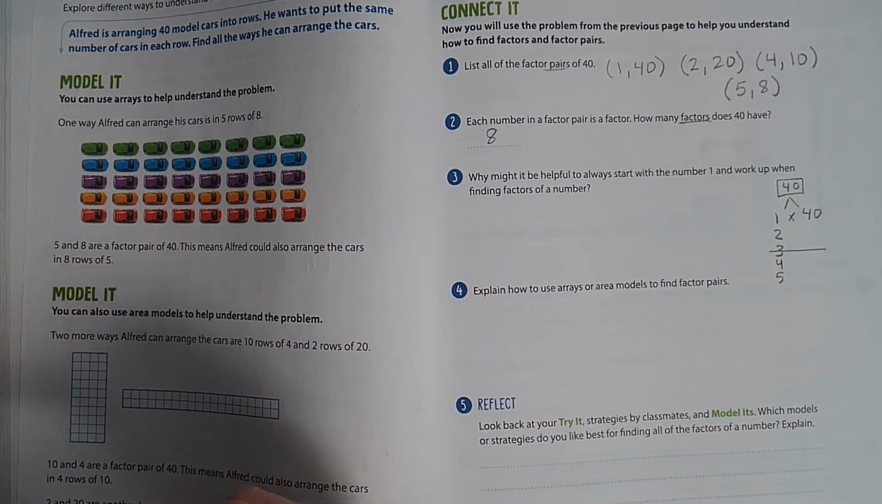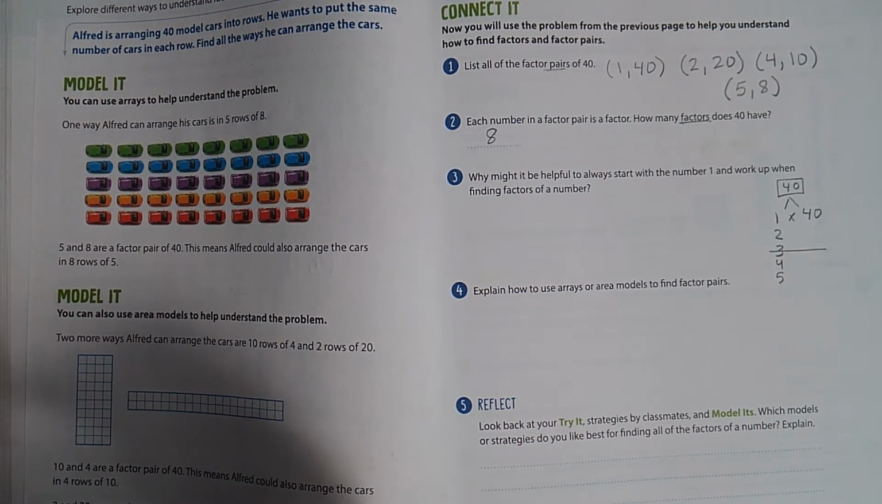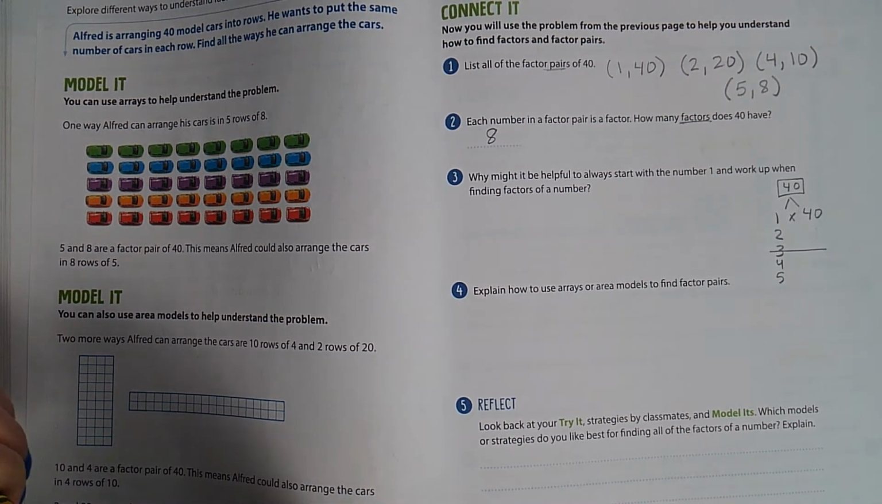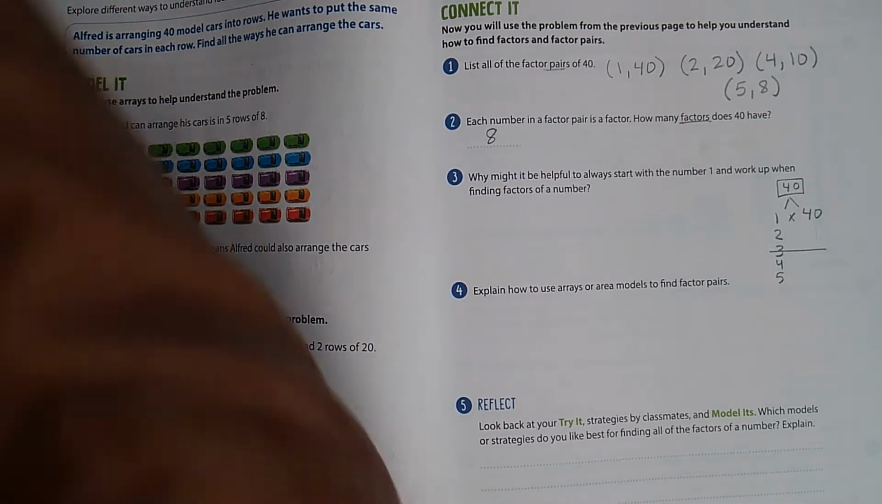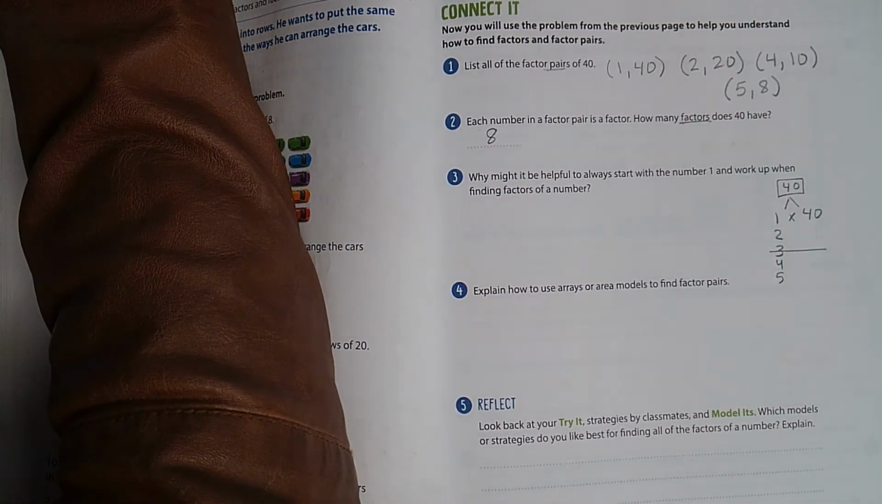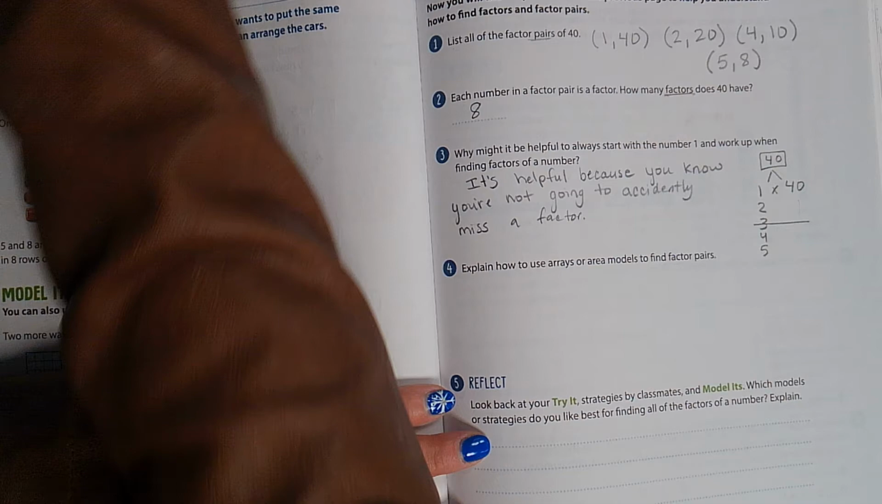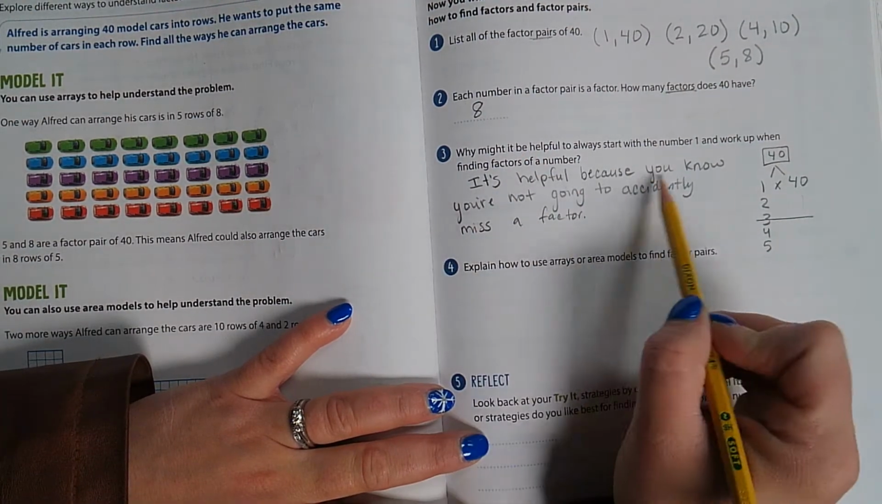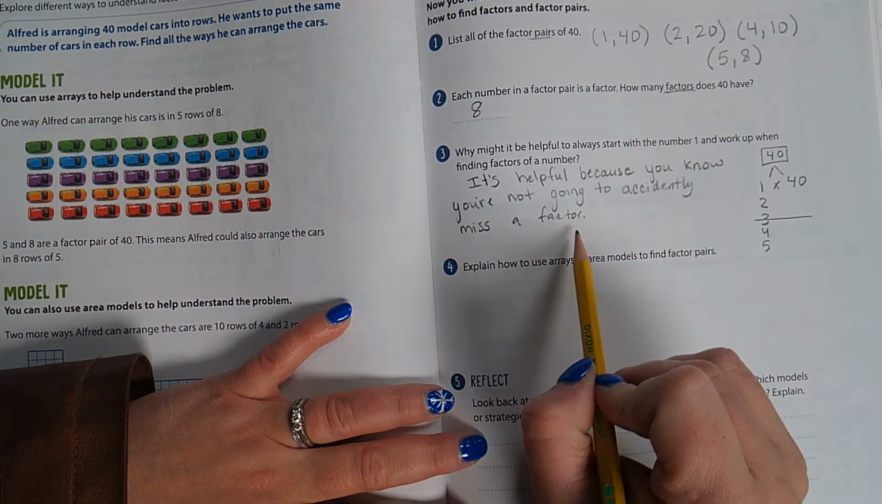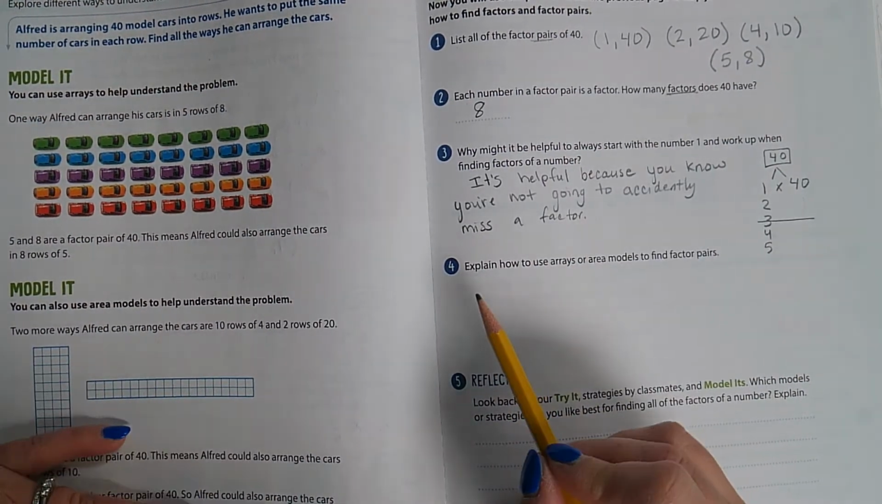So why might it be helpful to always start with number 1 and work your way up when finding the factors of the number? Well, it's helpful because you know that you're not going to miss anything. You're not going to accidentally miss a factor. Explain. Okay, so it says it's helpful because you know you're not going to accidentally miss a factor. And pause the video if you need to write it.